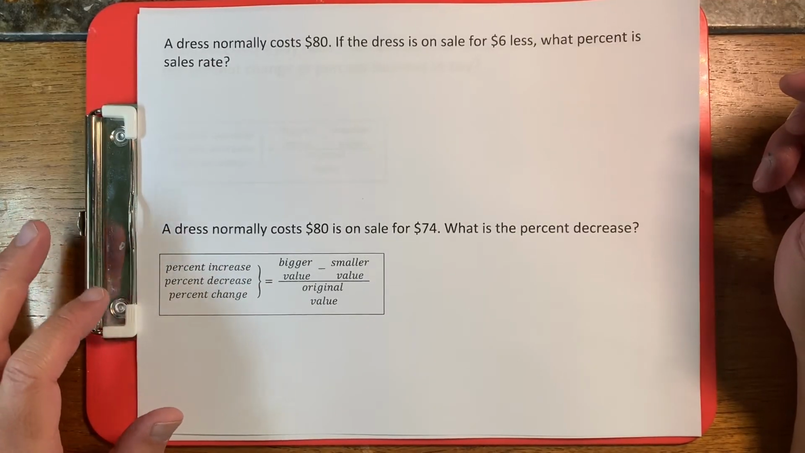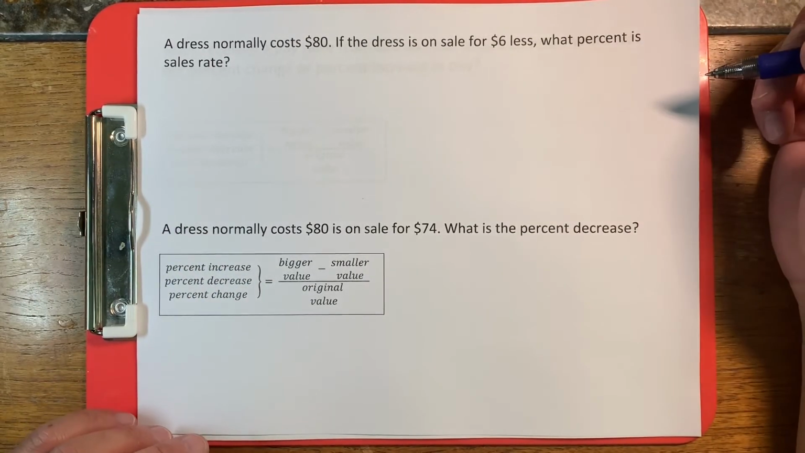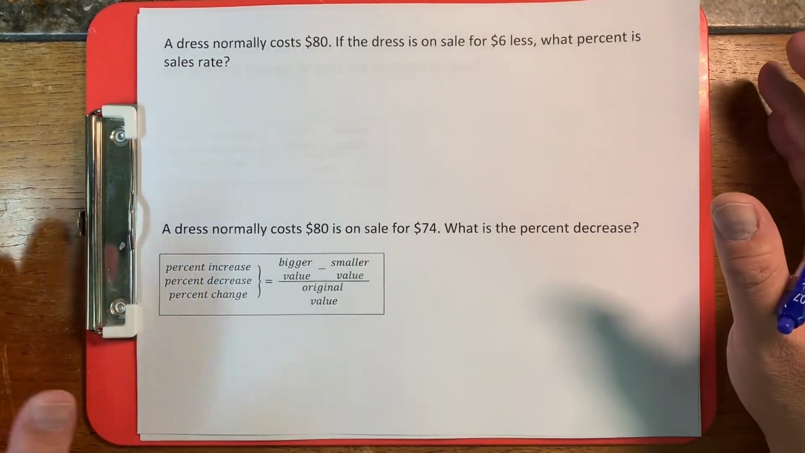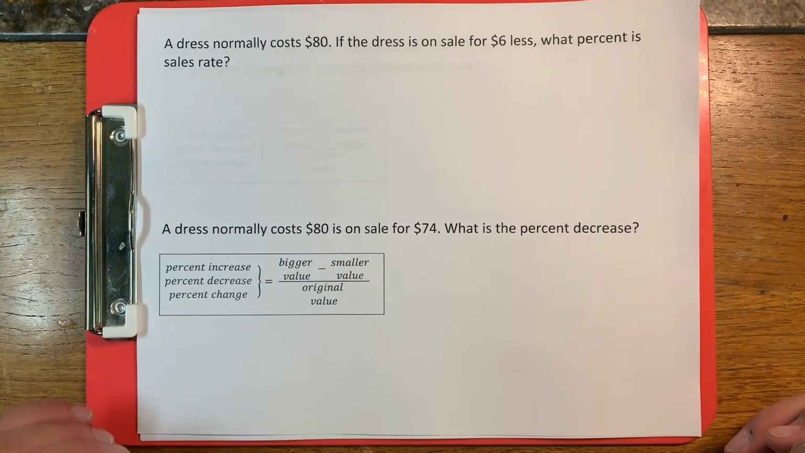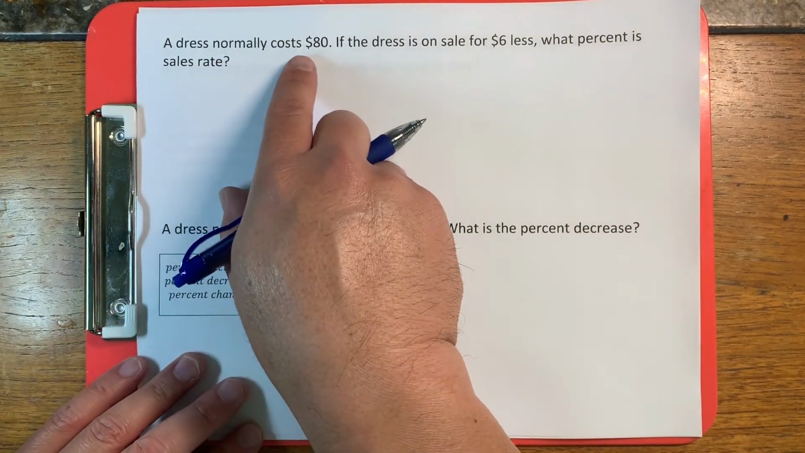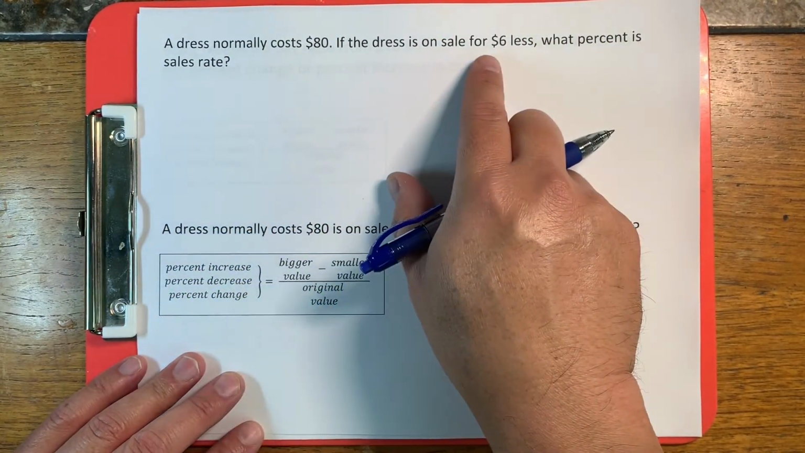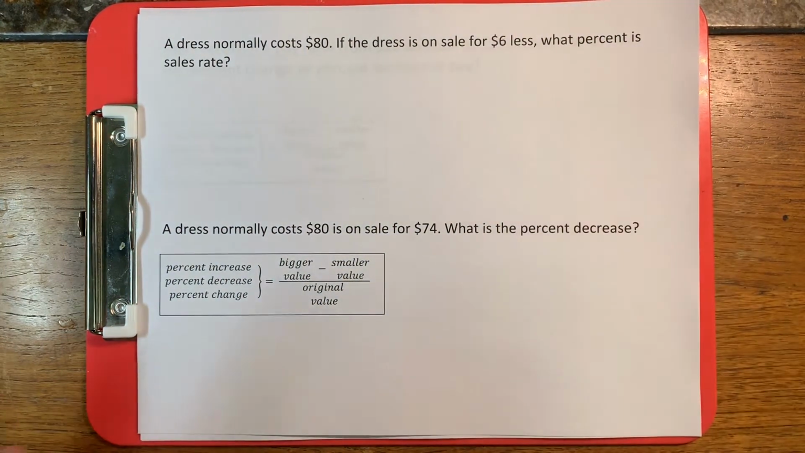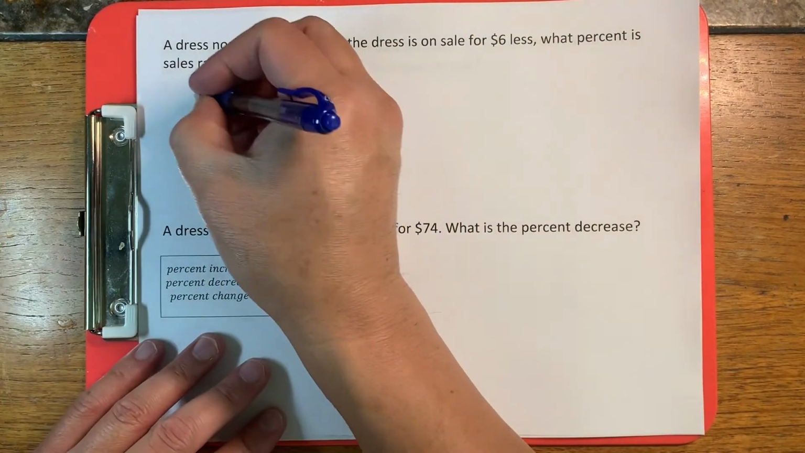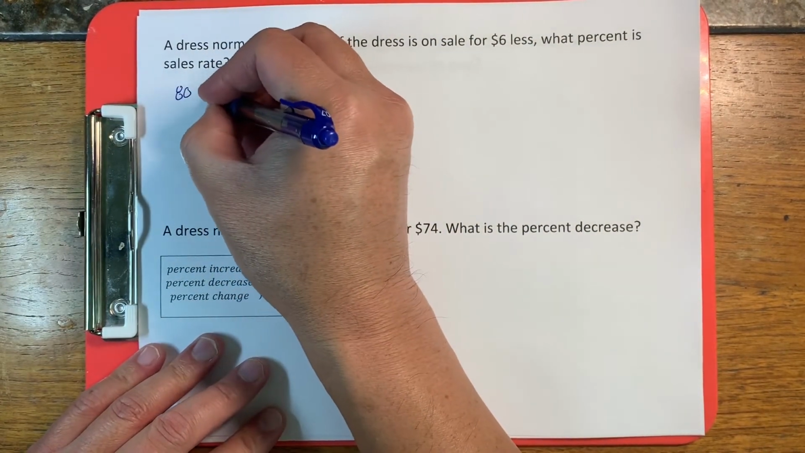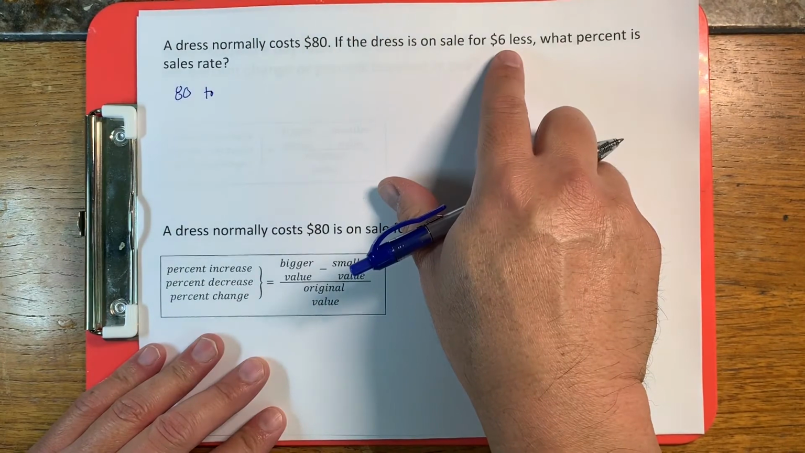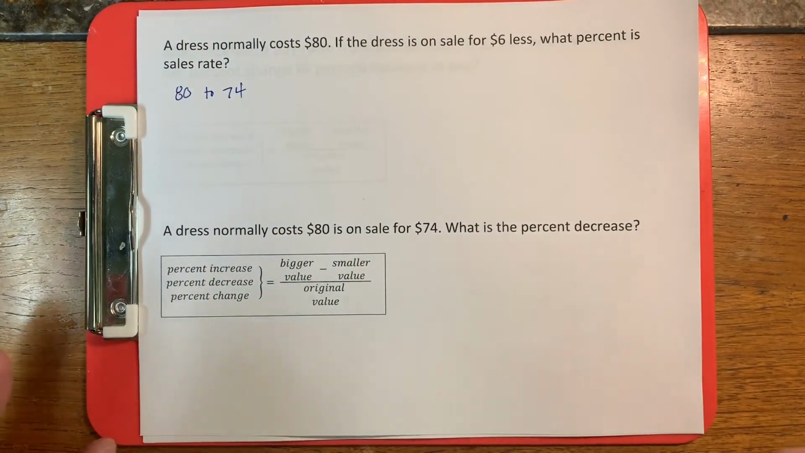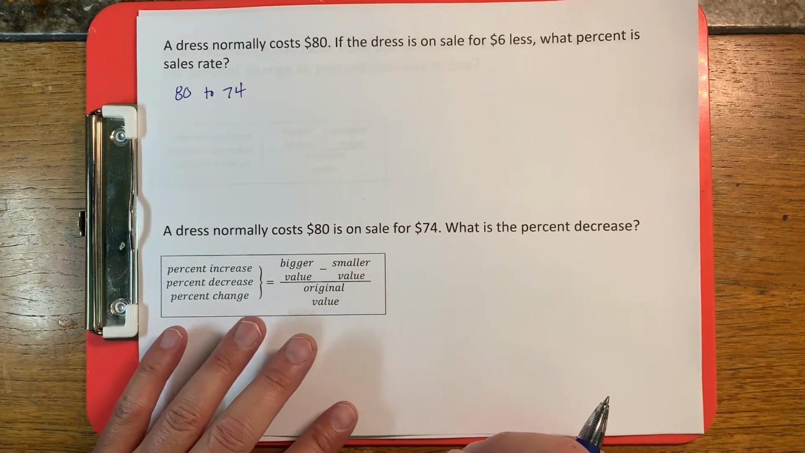In these next two problems, both of these problems ask the same question, but in different ways. And I want to line them up so we understand the different ways they can ask the same problem. A dress normally costs $80. If the dress is on sale $6, what percent is the sales rate? Now, let's understand what's going on here. I have an $80 dress, and it's on sale for $6 less, so I'm going to spend $74 on it. Okay, now just keep that in the back of your mind.